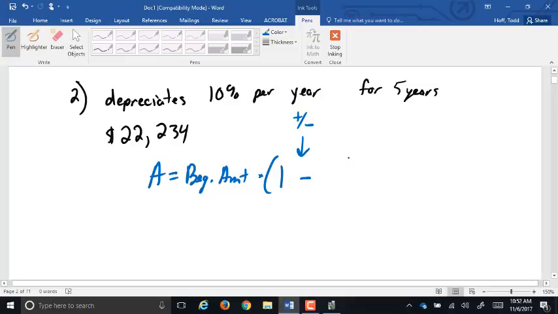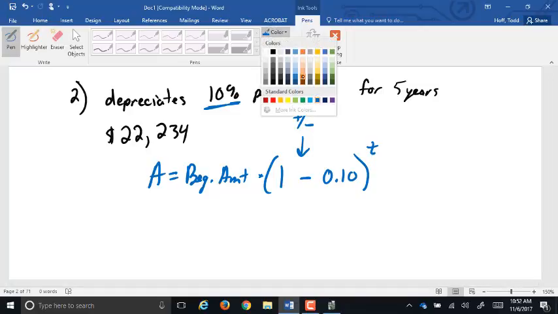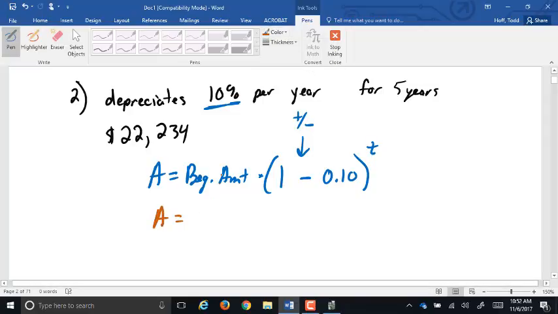So then what's the rate? It's depreciating at 10%, so it's going to be minus 0.1 or 0.10, and then to the power of t again, since this is time. So the model for this one, what's the beginning amount? Well, this is not compounded interest, so this is just annual. Yep. The n only comes in there if we're breaking down the period, that compound interest.